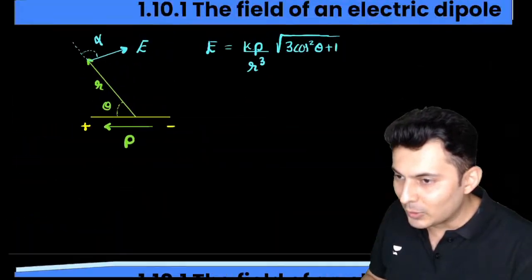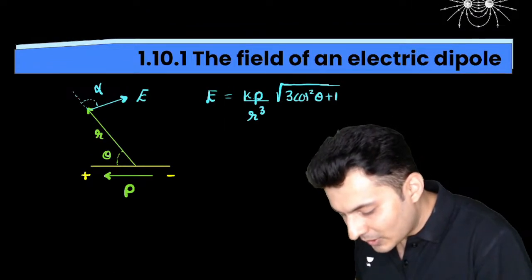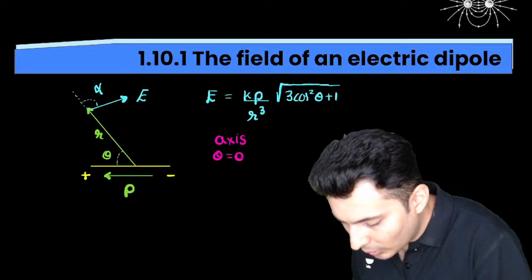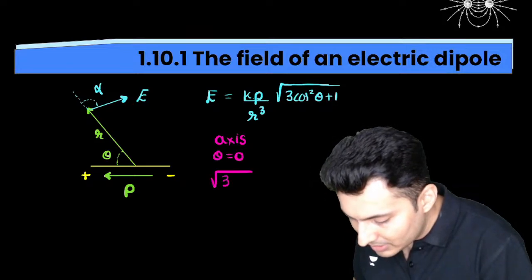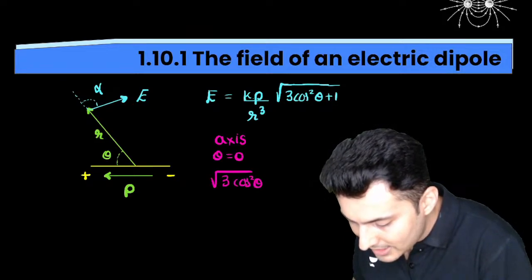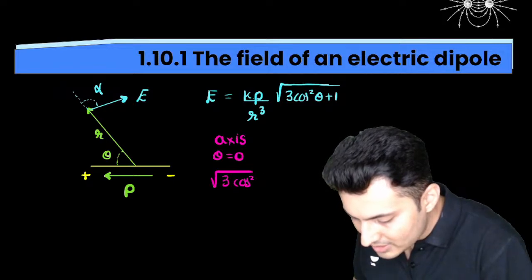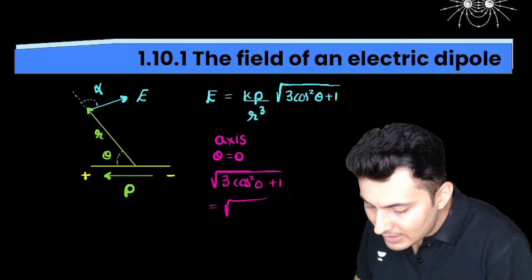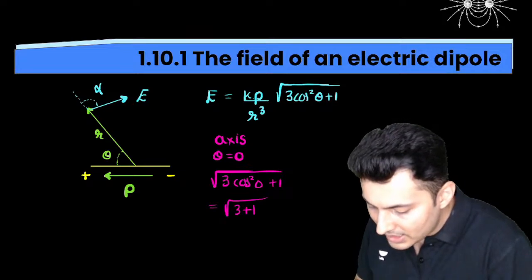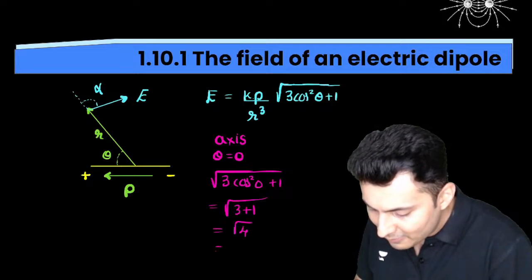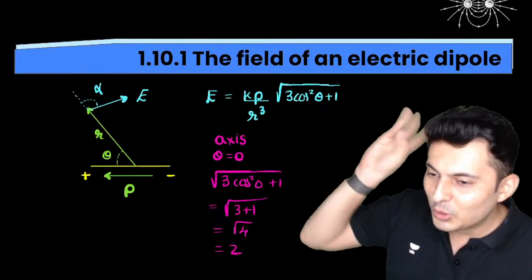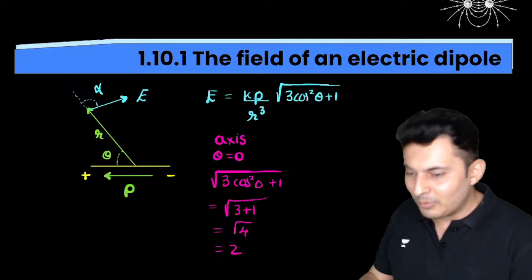Okay, let's try it out. So guys, when you put axial position, theta will be 0. So the root term will become 3 cos square 0 plus 1. Cos 0 is basically 1 only. So it will become 3 plus 1, which is root of 4, which is 2. So that number 2 will come. Very good, Shafiq. That number 2 will come.